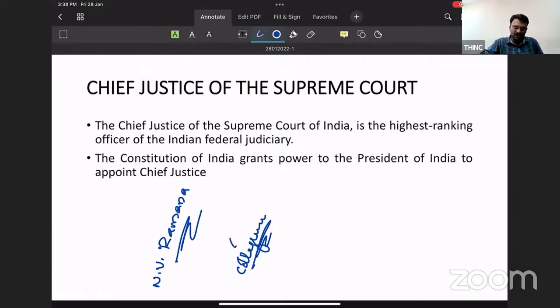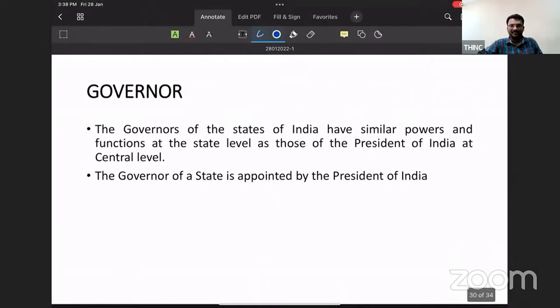And this is not mentioned in the Constitution. It comes under the Judges Cases. There are three Judges Cases: Judges Case 1, Judges Case 2, and Judges Case 3. Under these three cases, this collegium system has been developed. Okay, that is far beyond the scope of our exam, so we need not focus on that.